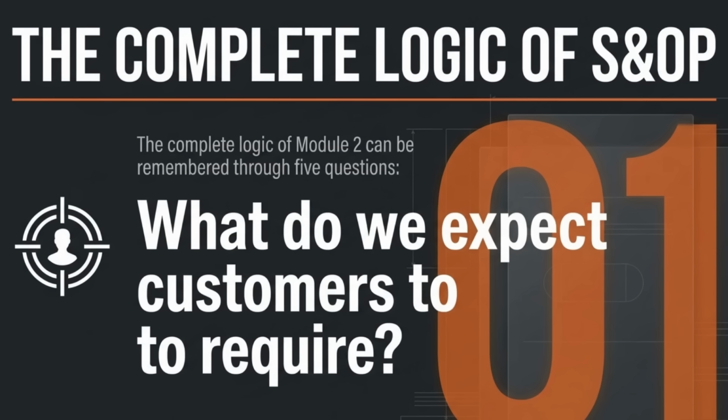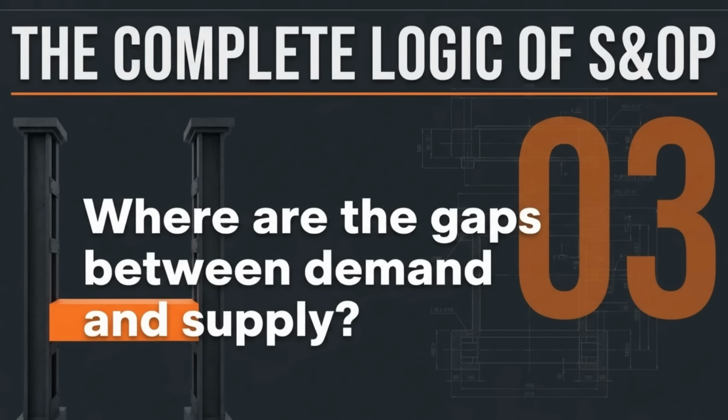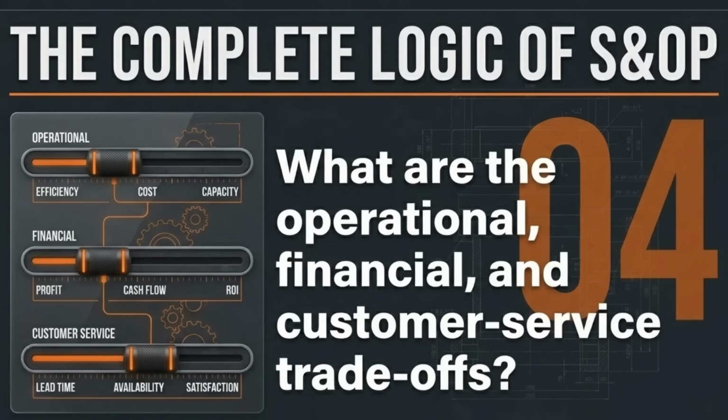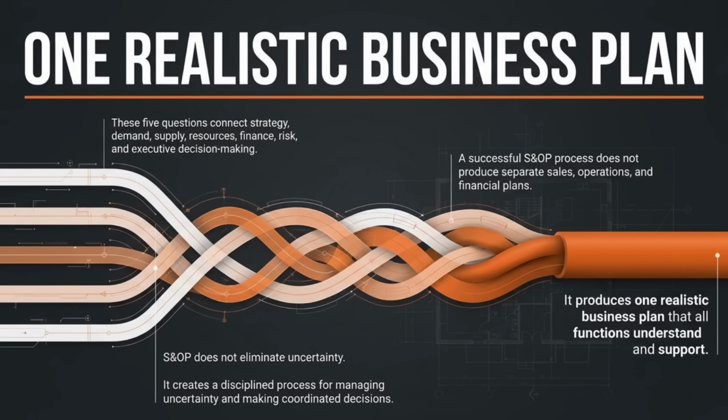What do we expect customers to require? What can our internal and external supply network provide? Where are the gaps between demand and supply? What are the operational, financial, and customer service trade-offs? And which coordinated plan should management approve? These 5 questions connect strategy, demand, supply, resources, finance, risk, and executive decision-making.